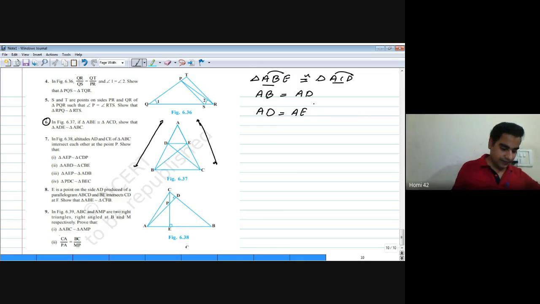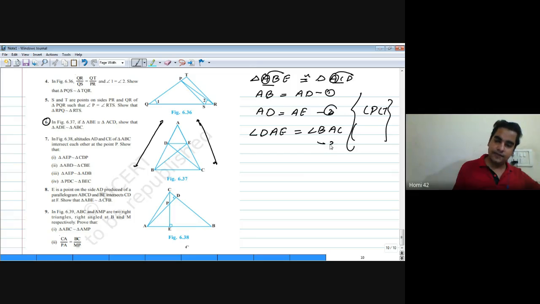Clear? Yes, Madhya, correct. So these two are equal by CPCT, and also angle A is common in both, because they are congruent also. So angle DAE you can say is equal to angle BAC, right? And all these results are by CPCT. Is this clear to all of you? Let me call this one result, this second, and this third. Is it clear? Okay.